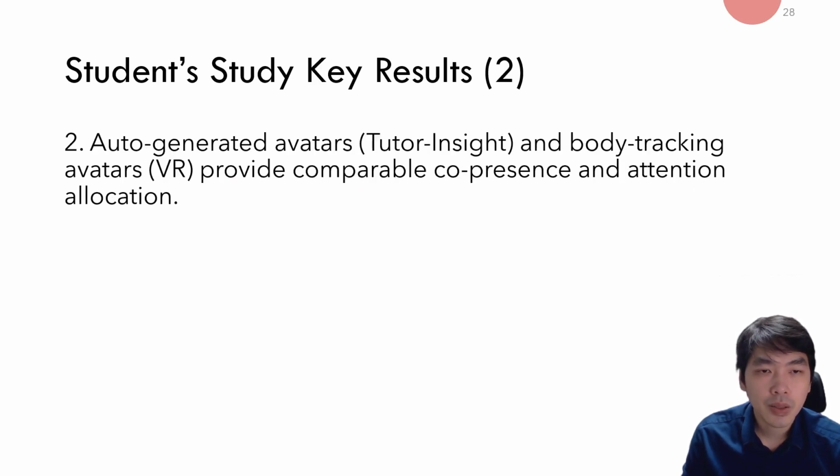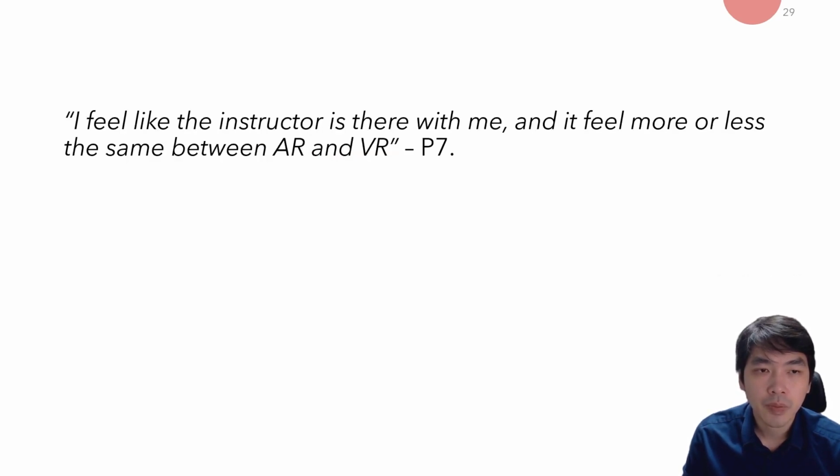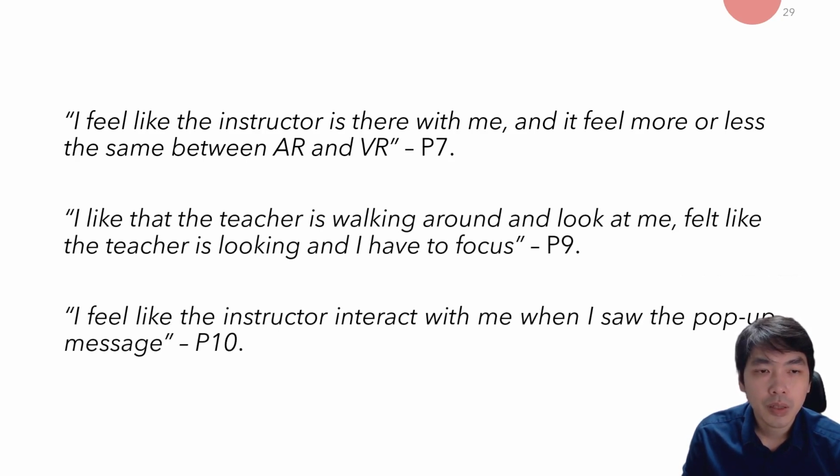Another key result is that the auto-generated avatar of Tutor In-sight and the body tracking avatar provide comparable co-presence and attention allocation, since they received similar ratings. Furthermore, 7 participants characterized the avatar in the Tutor In-sight condition as interactive, with body language that kept their attention throughout the presentation. 3 participants also stated that they thought the teacher was paying attention to them, which could be attributed to the avatar's mutual gaze.